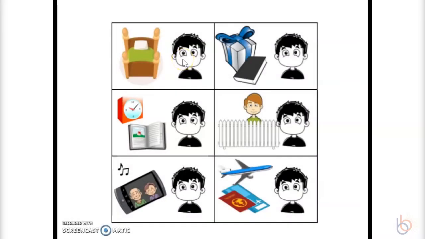When Toby woke up, he felt excited. When his mom gave him his gift, he felt happy. After reading for an hour, he felt bored. When he talked to his friend, he felt silly. Listening to his grandparents made him sad because he missed them. And when they gave him the plane ticket, he felt surprised.